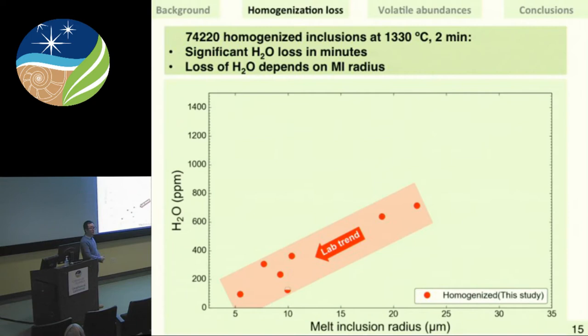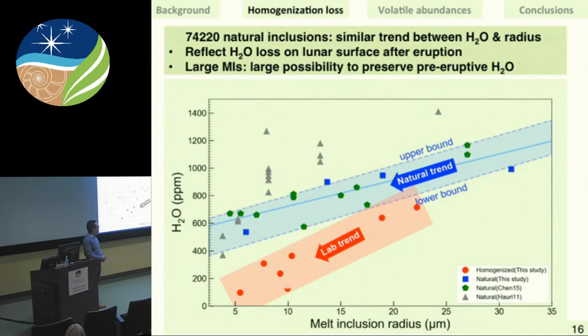Another way to test whether water has been lost during homogenization by diffusive transport is to plot the concentrations versus the radius of the melt inclusion. By doing this, we see that the water concentrations in the melt inclusions correlate with their radius fairly well, from the smallest one with only about 100 ppm of water to the largest one with about 700 ppm of water. The melt inclusion radius affects the resulting concentrations quite a lot. You can imagine this as the larger melt inclusions being larger reservoirs of water, and it takes more effort to drain water from the larger reservoirs compared to the smaller melt inclusions.